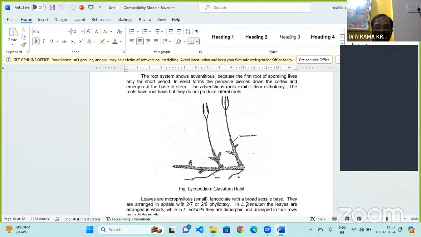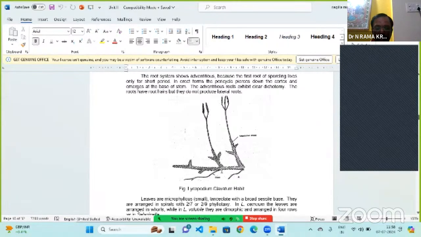Next, the stem of the pteridophytes shows great variation in size. The stem has nodes and internodes. The stem may be horizontal. You see here I am showing this one is horizontal, and erect, spiral, rhizomatous stems. The leaves arise from the upper side.